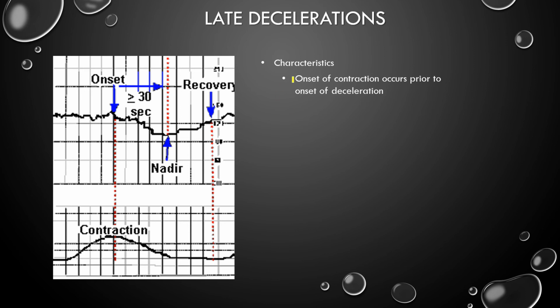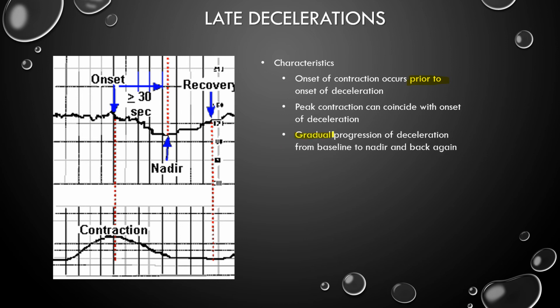So some characteristics. The onset of contraction, right here, occurs prior to the onset of deceleration, right here. And that's why it's called a late deceleration. It's very late, so it happens prior. The onset of contraction happens prior to. Very key point. And the peak contraction can coincide with the onset of deceleration, like we mentioned earlier. These are on par with each other.